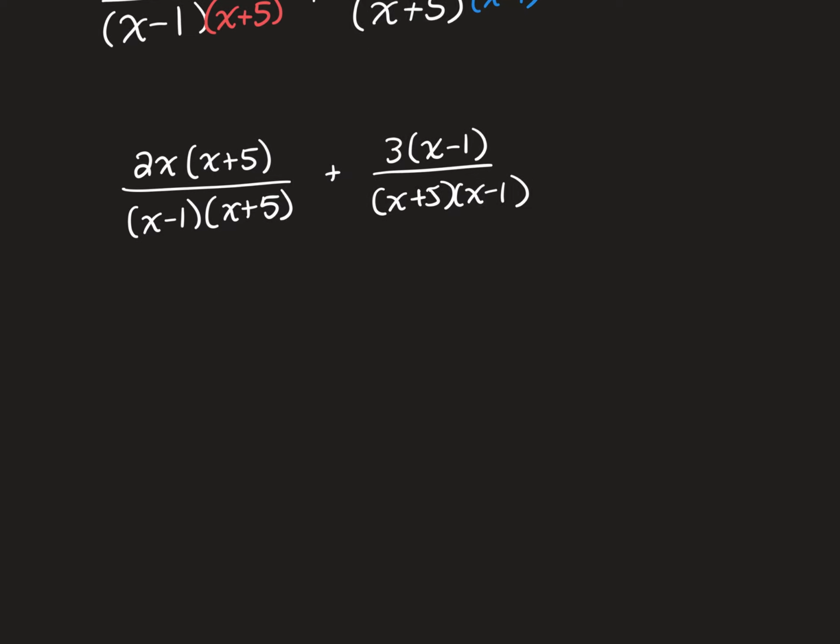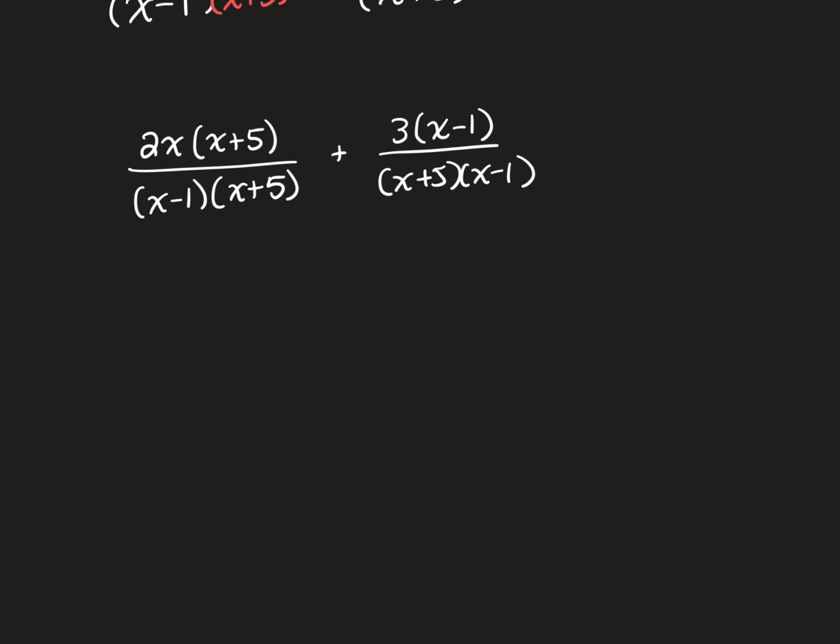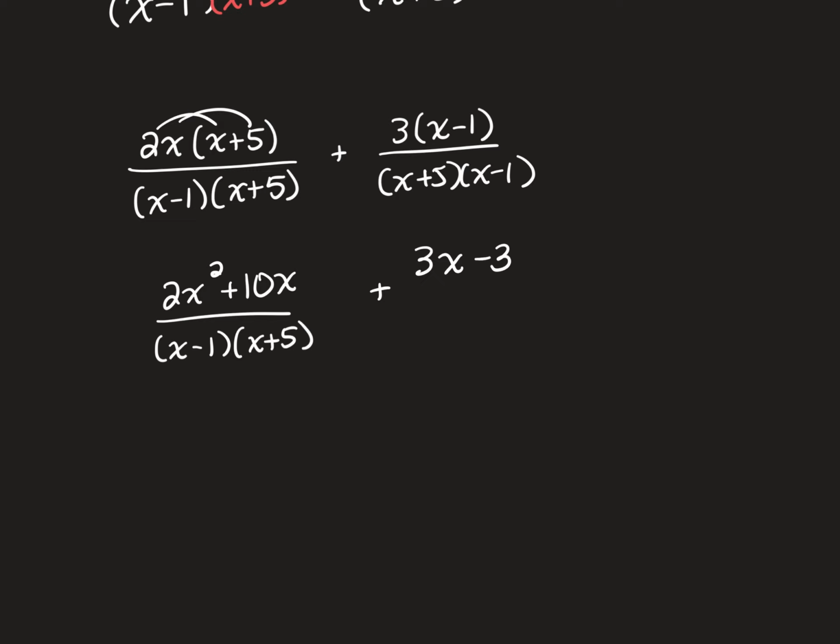The next thing I'd like to do is go ahead and simplify each numerator. So I will distribute the 2x here to get 2x squared plus 10x over (x minus 1) times (x plus 5). And then I'll do the same thing on the second fraction here. Just distribute the 3. (x minus 1) times (x plus 5).